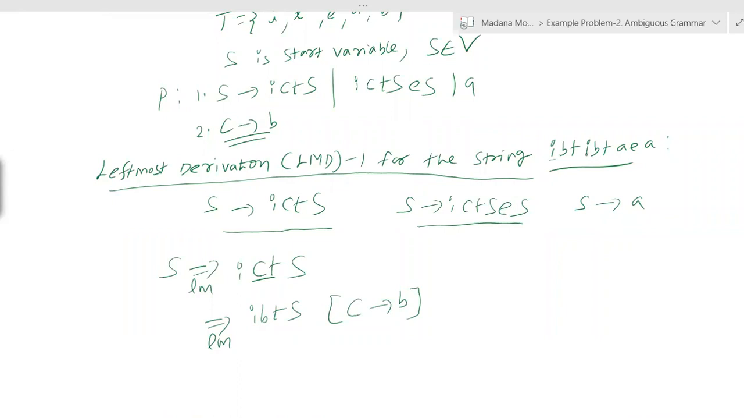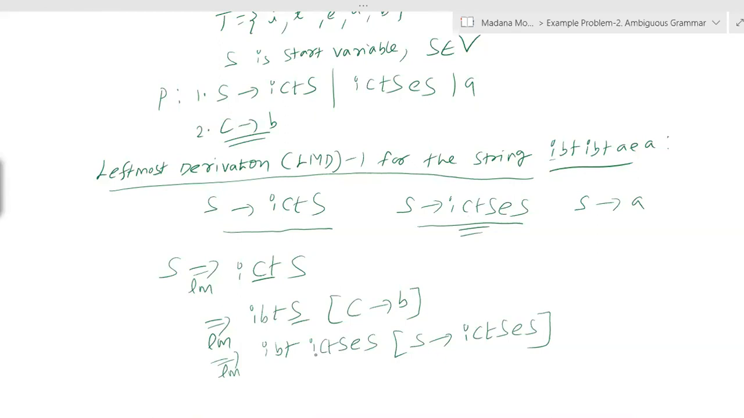Next step you can see we derived first three symbols from the string IBT. After IBT what you want again? IBT, AEA. So here you can see we have E combination. Next time in place of S, compulsory you can take E combination production. Otherwise you won't get the string combination of terminal E. So now in place of S you can substitute the second production. Now this becomes IBT, and S is substituted by ICTSES. Here what is the substitution we used? S derives ICTSES. So this production we used, second production.